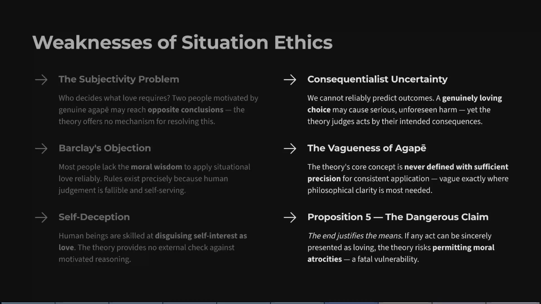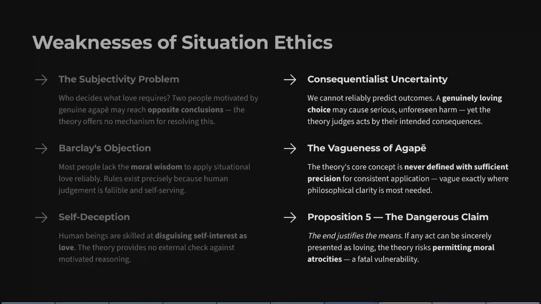Now the final three. We look at consequentialist uncertainty. Situation ethics requires us to predict the loving outcome, but predicting consequences is notoriously difficult. A genuinely loving choice, made with full moral seriousness, may cause serious unforeseen harm. The theory judges acts by their intended consequences. But if the intention was loving and the outcome was harmful, what does situation ethics say? Well, the answer's really unclear.